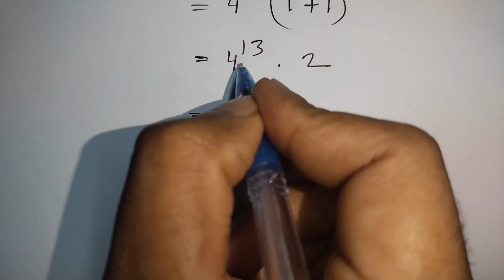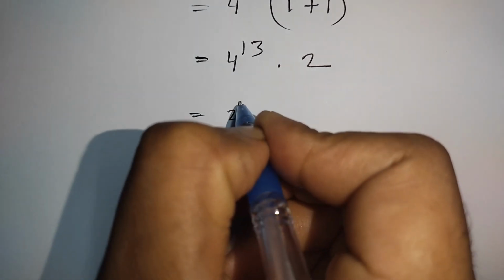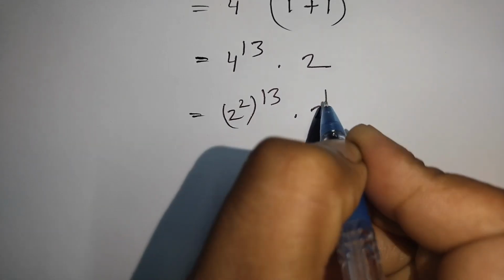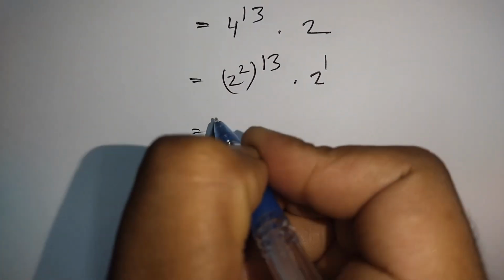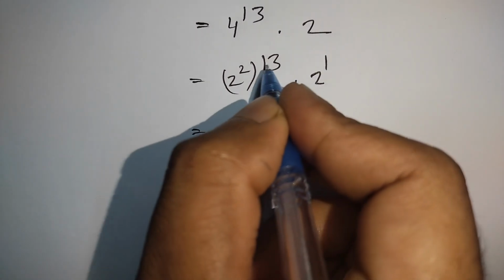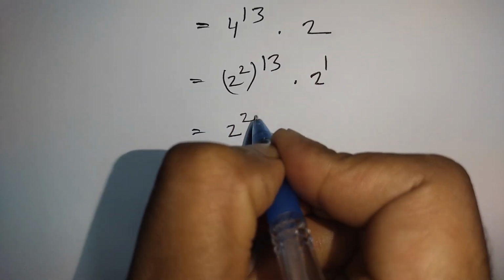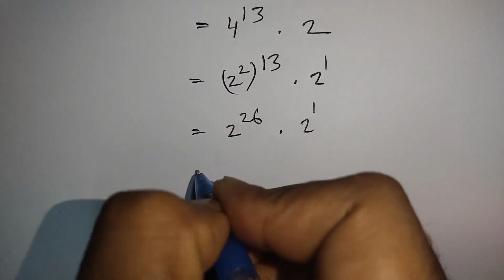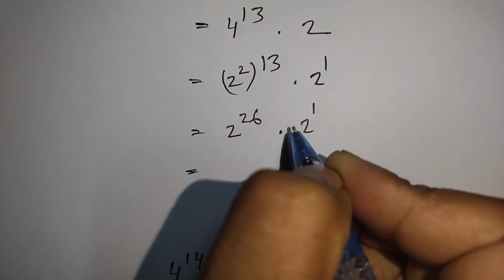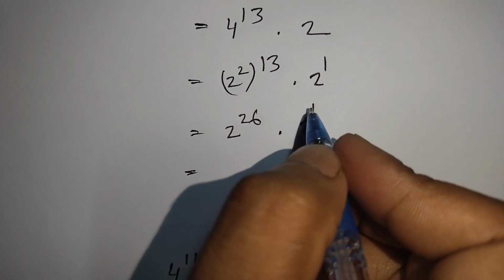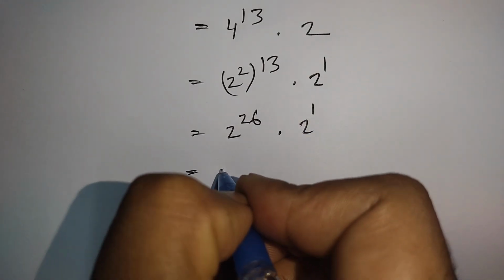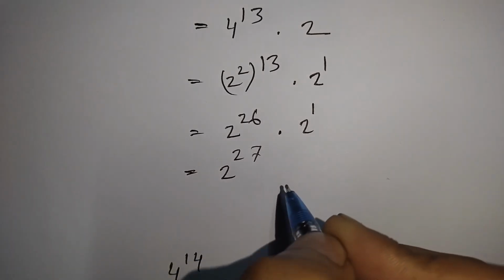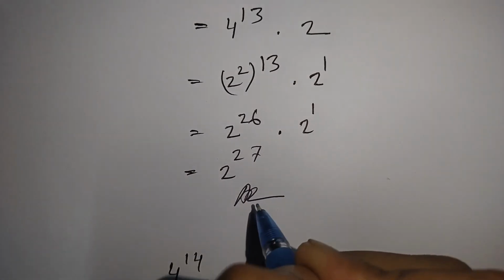Now 4^13 is the same as (2^2)^13 times 2, which is the same as 2^(2 times 13) times 2^1. Now 2 times 13 is 26, so 2^26 times 2^1. Now we see that it is the same base but different powers. So we can write 2 to the power 26 plus 1, that means 27. So 2^27 is the correct answer.